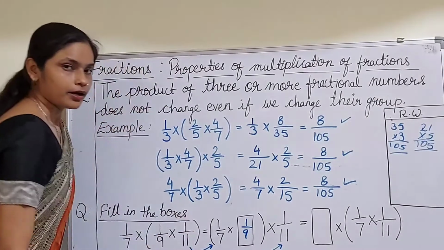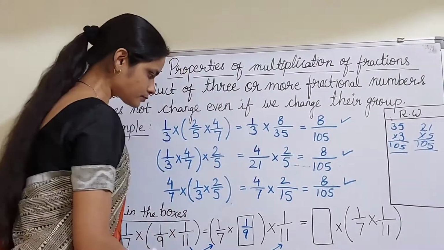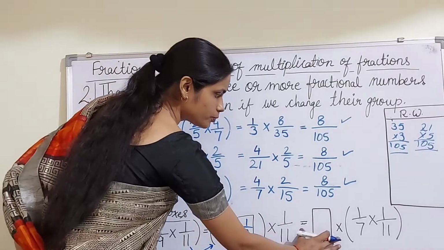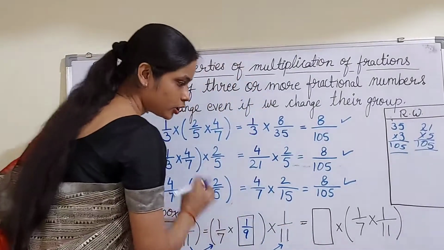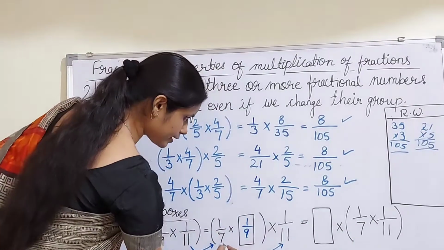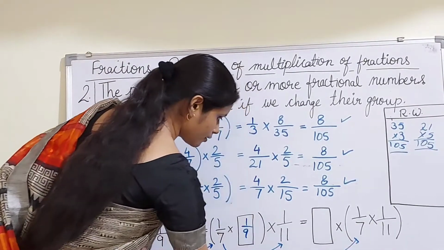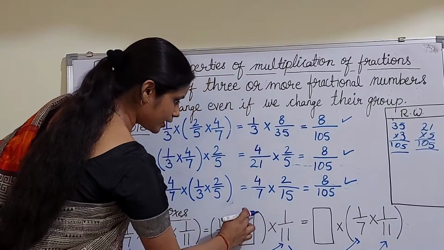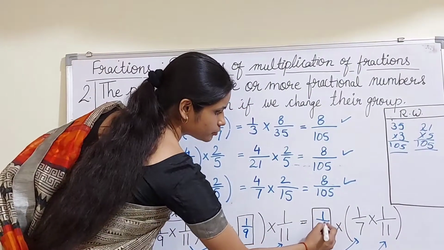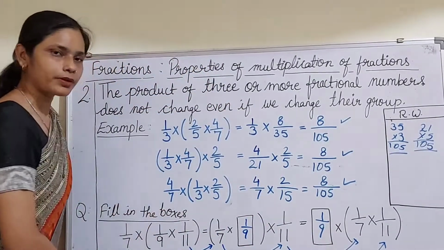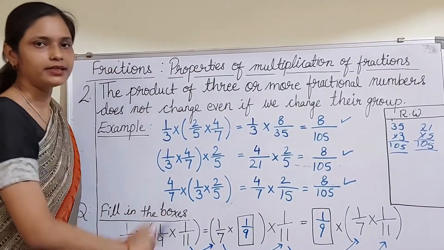Okay. Now come to the third one. Now both these parts are equal and it is saying this part should also be equal to this part. So what is here? We have 1 by 11. 1 by 7 is already here. 1 by 11 is already here. What is missing here? Again 1 by 9 is missing here. So it should be 1 by 9. Okay. So using the second property we can solve the questions like this.